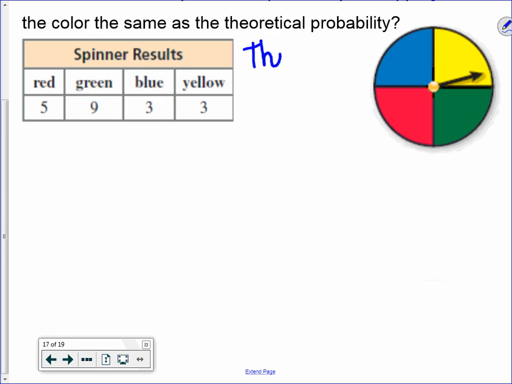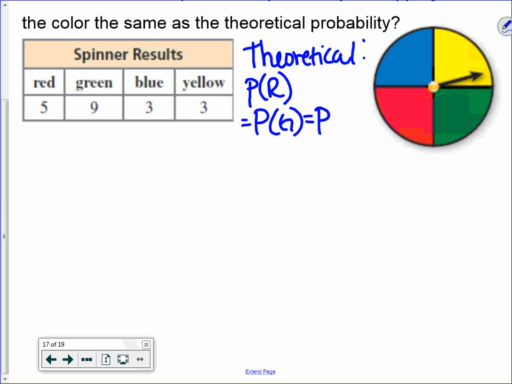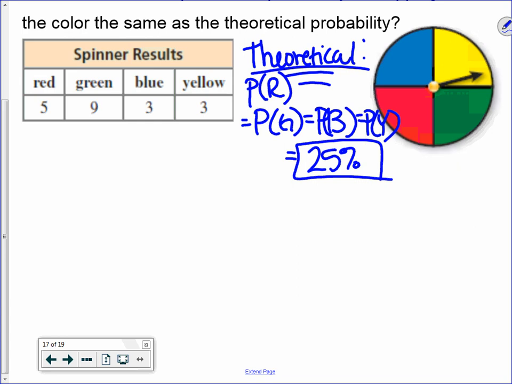So the probability of red is going to be the same as the probability of green, which is going to be the same as the probability of blue, which is the same as the probability of yellow. And what I say about this is all of these are equal areas, and it says this in the problem. If you take 100% divided by 4 equal parts, you've got a 25% chance in all of these. So this is just the theoretical probability for each color. Okay, the actual probability of it happening.